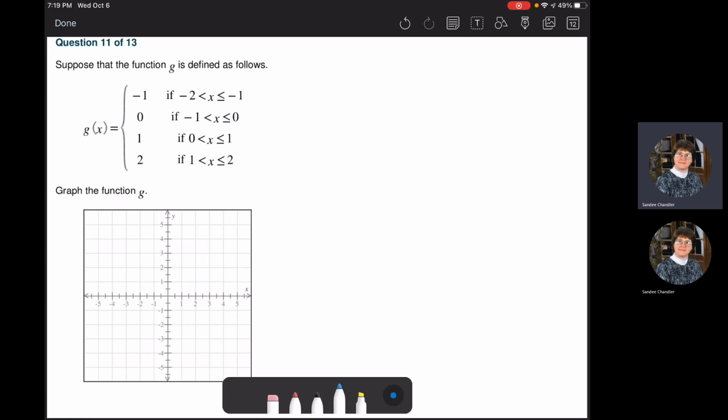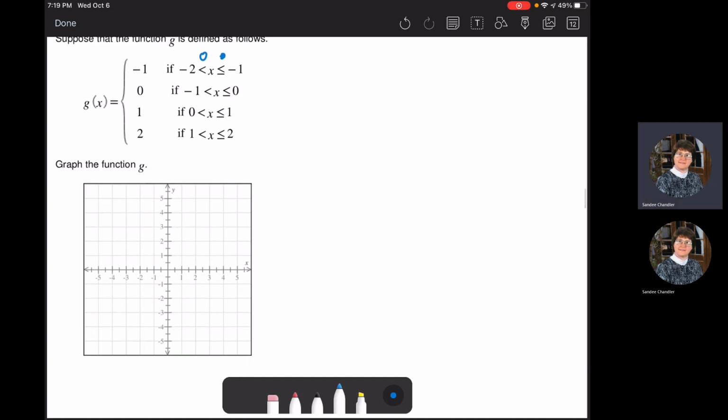g is 1 if x is between 0 and 1, including 1. And g is 2 if x is between 1 and 2, including 2. So you have to remember that when the inequality doesn't have the equal sign on it, you've got open, and when it has the equal sign on it, you have closed. There's no x's in our g values, so these are constant functions, where constants lay flat.